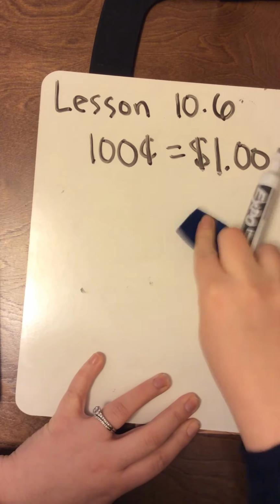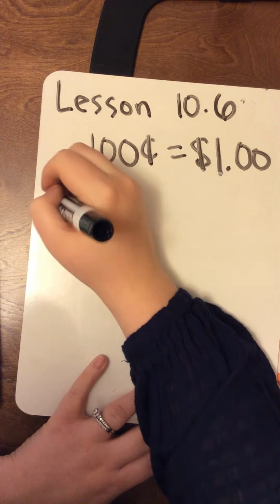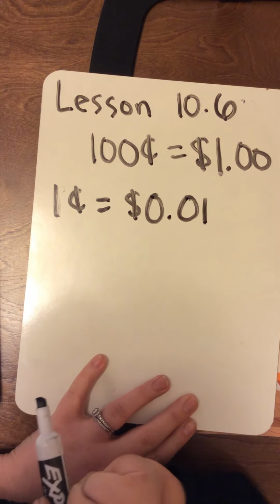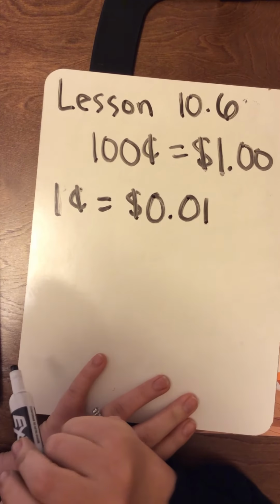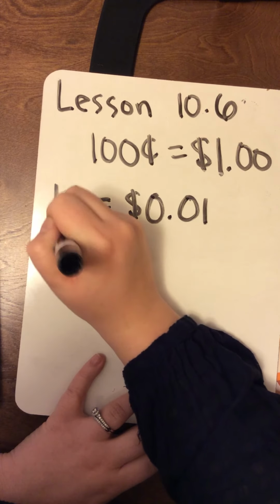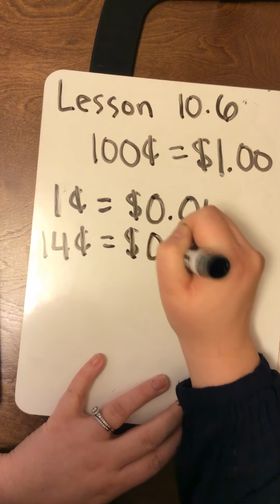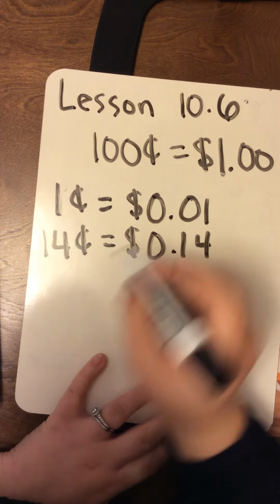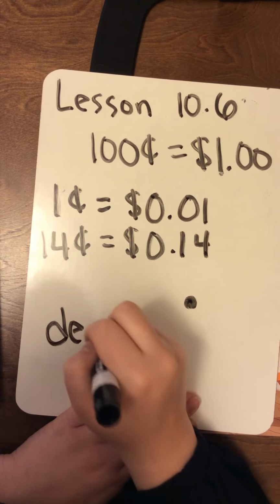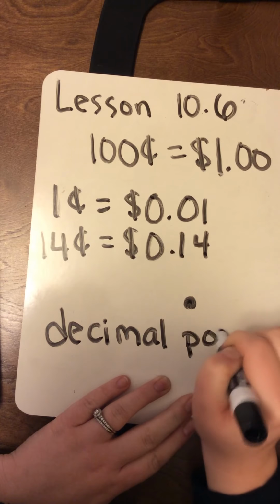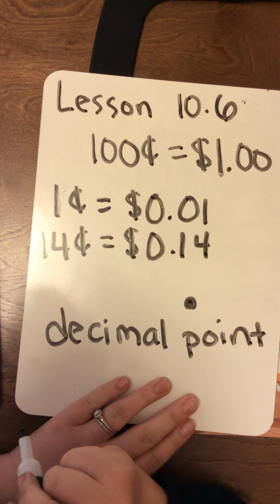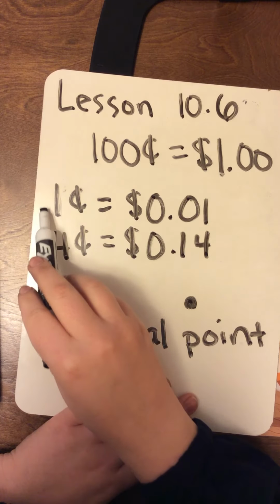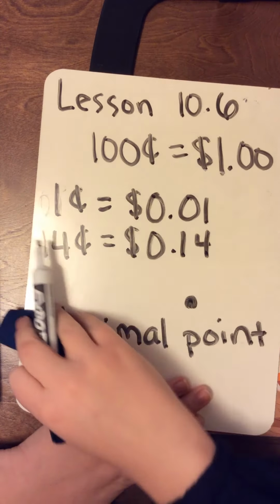So I'm going to leave that top one up there so that we can reference it if we need it. So 1 cent is written like this, $0.01. 14 cents is written like this. Okay? I will put a decimal point, so that's my dot. I'll spell it for you, decimal point. A decimal point before the last 2 digits. So 1, 2, decimal point. 1, we know if nothing's there, it's a 0.